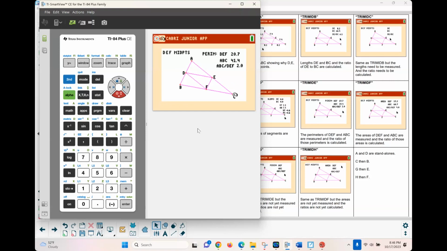So on the Cabri, even though you can't have pages, what you can do is create a document, save it with a different name, add to it, save it with a different name, and then just keep opening and closing it. But these pre-created documents are all available to you. I highly encourage you to use them. This is well worth the time to have students investigate the geometry.